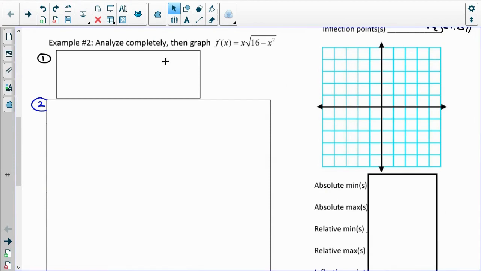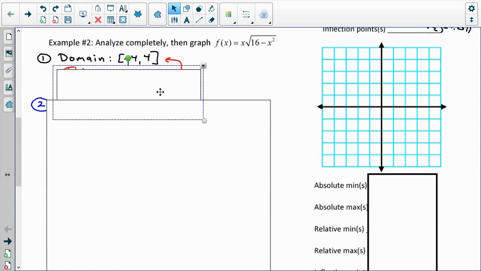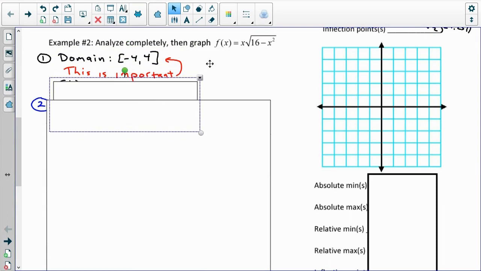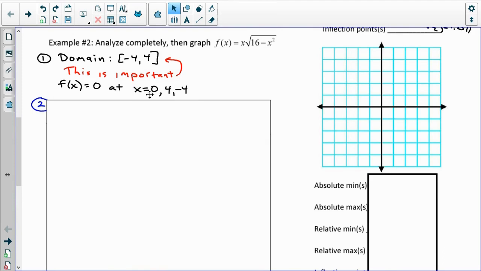Let's analyze a second one completely. So let's take a look at f of x equals x times the square root of 16 minus x squared. I'm going to go through this one pretty quick as well. It is important to check the domain in this problem. Notice that the domain is going to be from -4 to 4. I can't substitute in any values that are less than -4 or greater than 4 into the square root part of the function. This is very important.